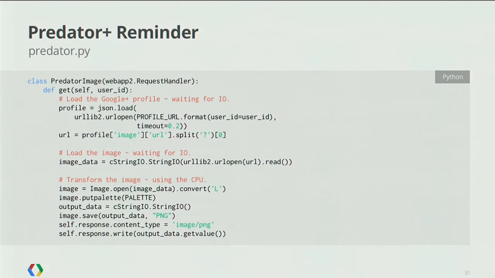Then we load the profile image. And once again, we're just waiting for I/O there. And finally, we use a ton of CPU to decode the JPEG, convert to grayscale, do a palette substitution, and then recompress as PNG.